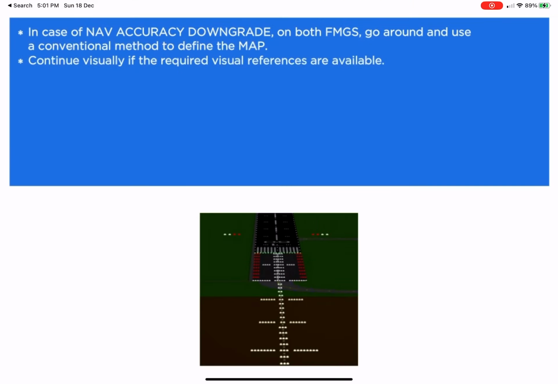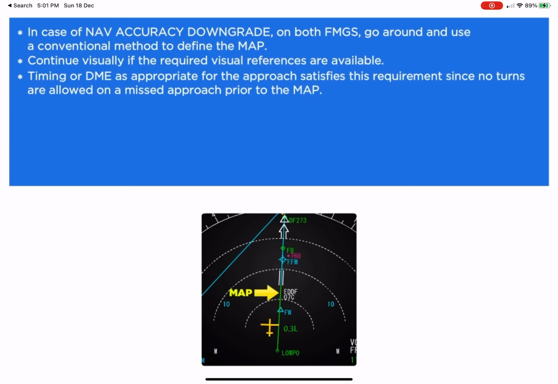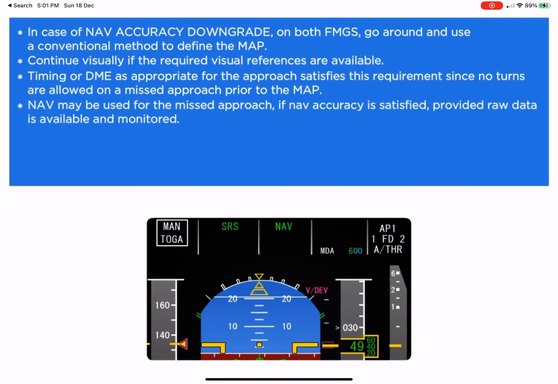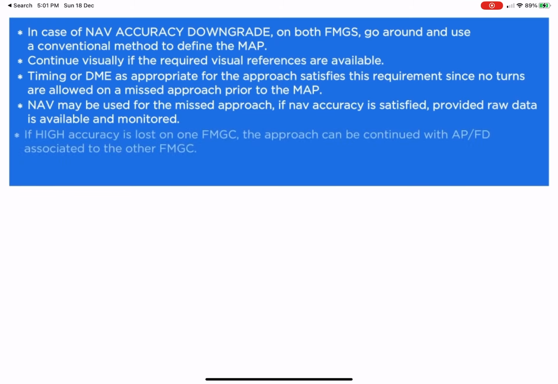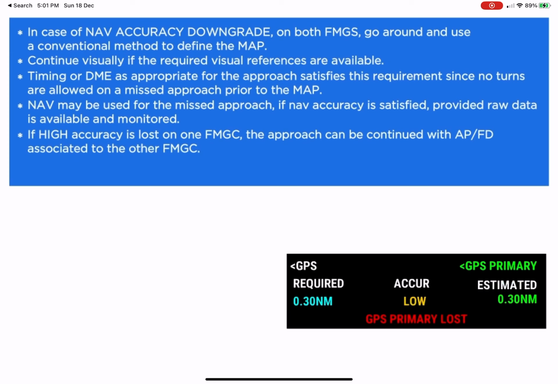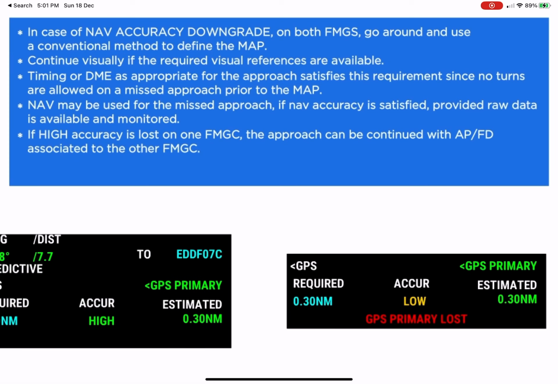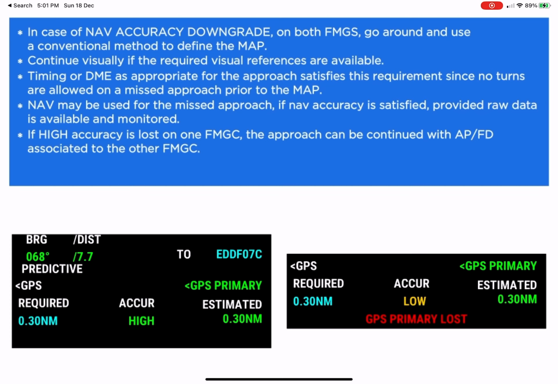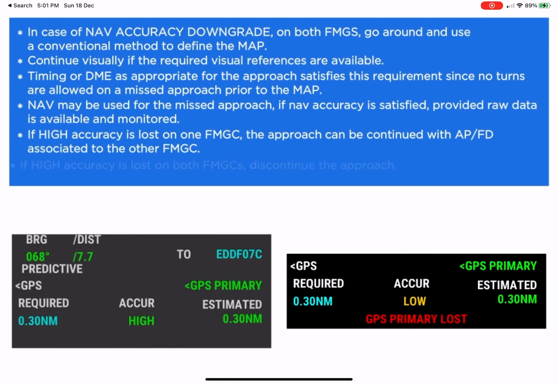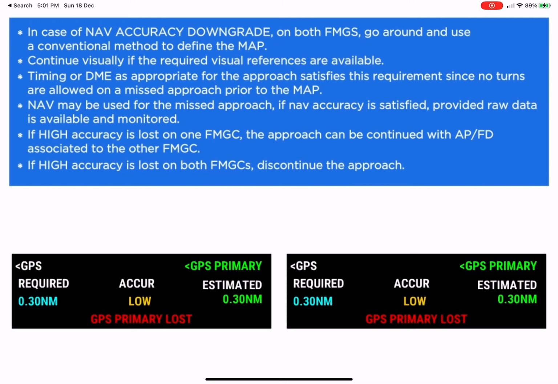Continue visually if the required visual references are available. Timing or DME, as appropriate for the approach, satisfies this requirement since no turns are allowed on a missed approach prior to the MAP. NAV may be used for the missed approach, if NAV accuracy is satisfied, provided raw data is available and monitored. If high accuracy is lost on one FMGC, the approach can be continued with autopilot and flight director associated to the other FMGC. If high accuracy is lost on both FMGCs, discontinue the approach.